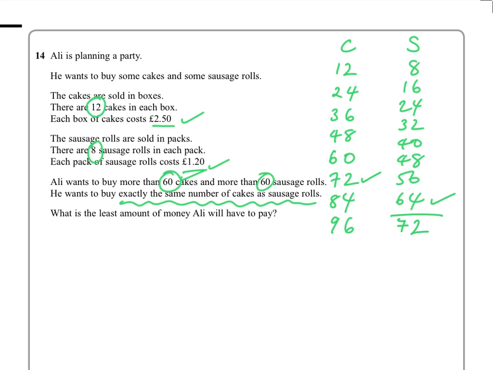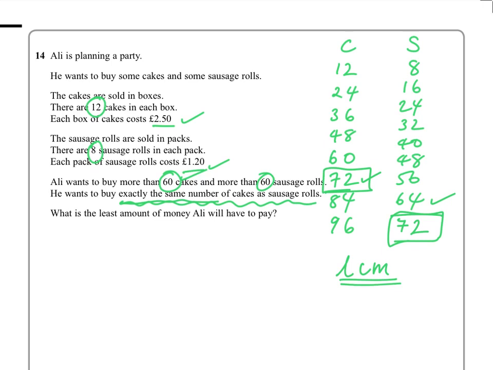So as soon as we had 72 in this column here, then that matched 72 in the cakes column. So we had met both of the conditions, i.e. more than 60 in each case and exactly the same. So really that was called lowest common multiple. Okay, so that's really what we had to look at here. So we know there's got to be 72 cakes, 72 sausage rolls.